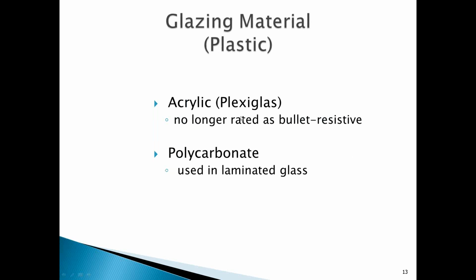Okay, acrylic plexiglass is no longer rated as bullet resistant like it was whenever I was a kid, and they used to shoot at it with machine guns. The reason being is because ballistics has gotten so advanced that for you to use plexiglass as bullet resistant, it would have to be extraordinarily thick and expensive to use. So they're using a polycarbonate. That's a carbon-based glass, plastic glass, and it's used in laminated glass. The more layers, they're thinner, and they're more bullet resistant.